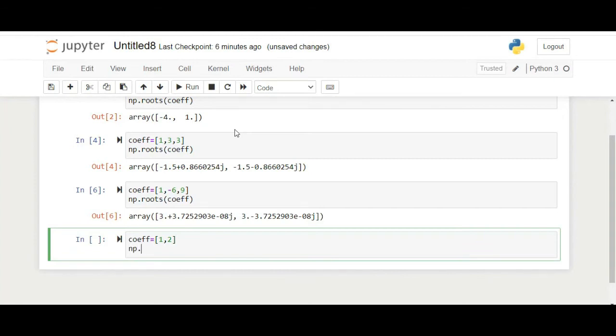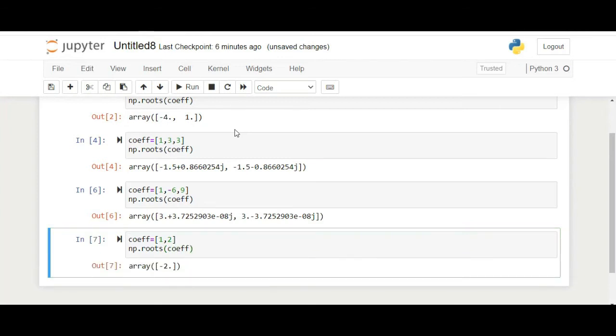np.roots, and inside the parenthesis we shall write the coefficients. After pressing Control and Enter we get minus 2 as the root. This means that this is not a quadratic equation, because we are getting only one root, which is minus 2. So 1 comma 2 means that this is a linear equation, not a quadratic equation.